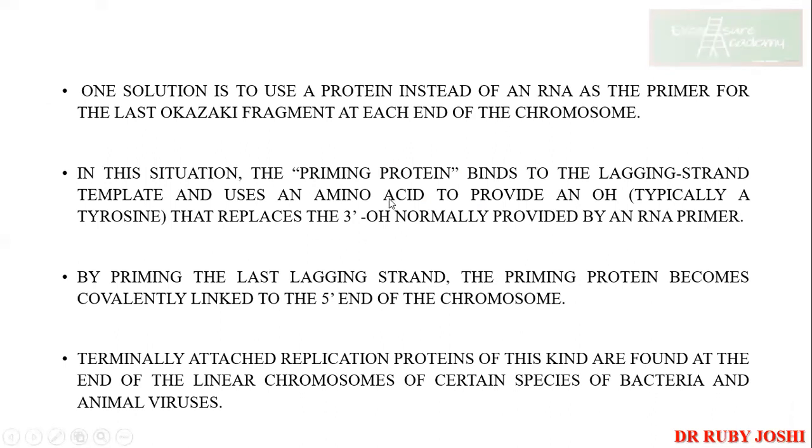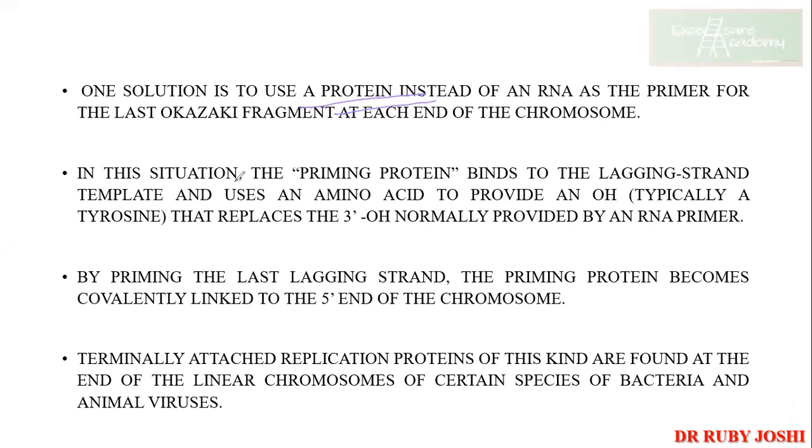So let's talk about the first mechanism. So one solution is to use a protein instead of an RNA as a primer for the last Okazaki fragment at each end of the chromosome. So now what we are saying is that till now we were using RNA primer, right? So अब हम RNA के जगह protein use करेंगे. So this is first mechanism, okay, to use protein.